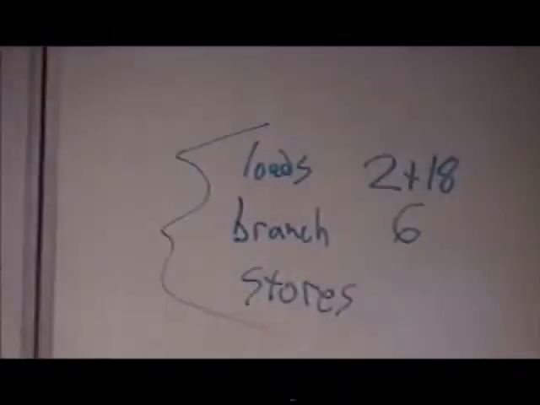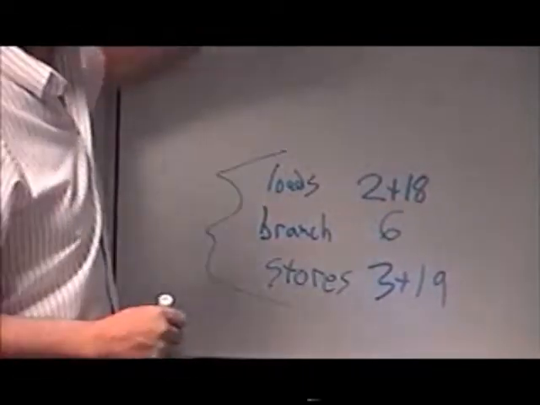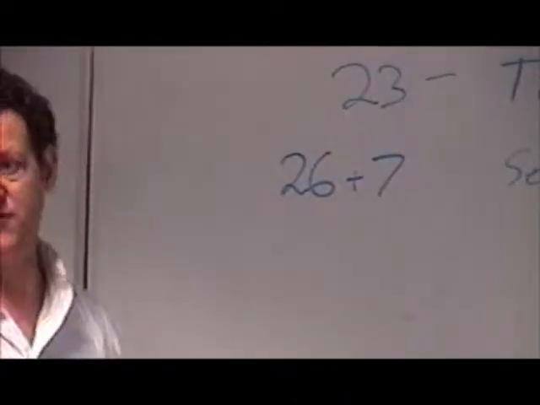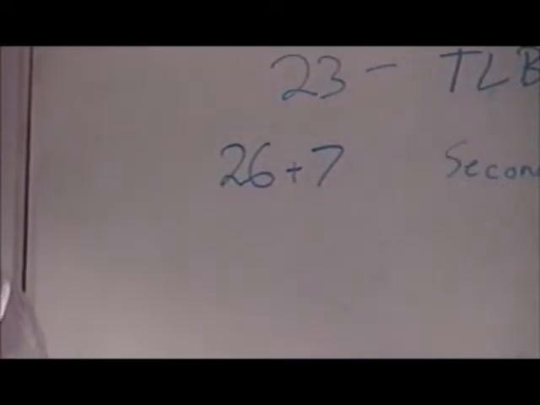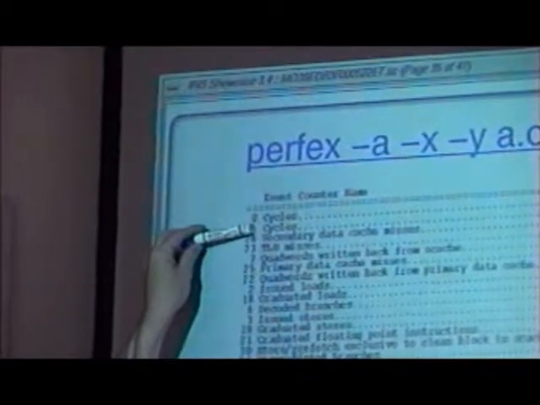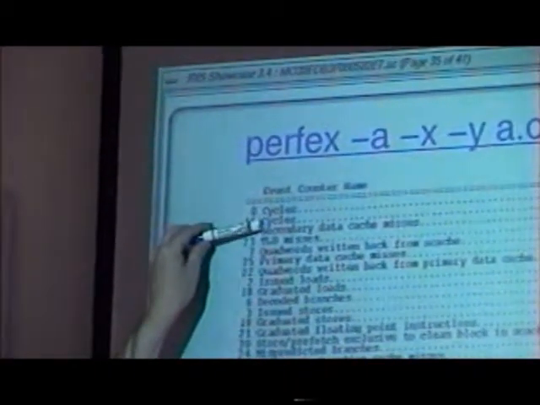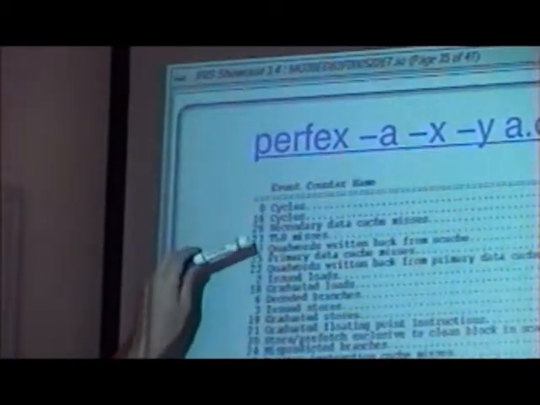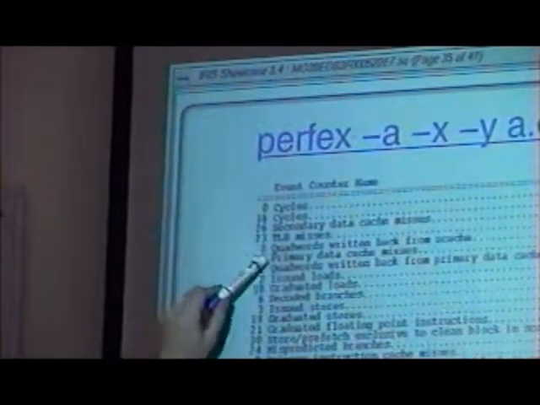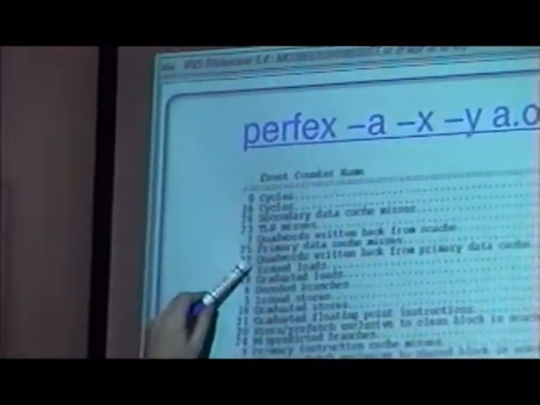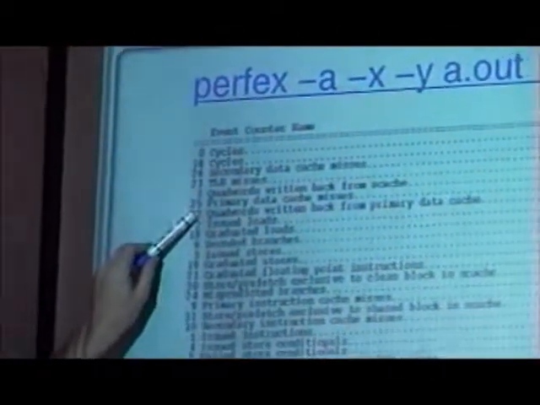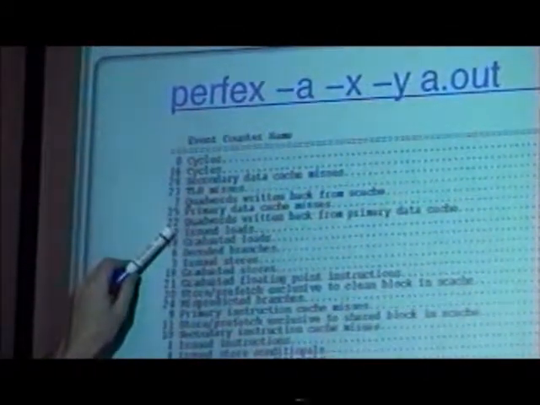So the stores were 3 and 19. So we've got now 1, 2, 3, 4, 5, 6, 7, 8 of our 32 counters. 9 and 10, clock periods, just the total number of clock periods for the program. So that's 10 of our 32 counters. We also have things like primary data cache misses, quad words moved to primary data cache. I'm not going to talk about them here because that's application tuning.